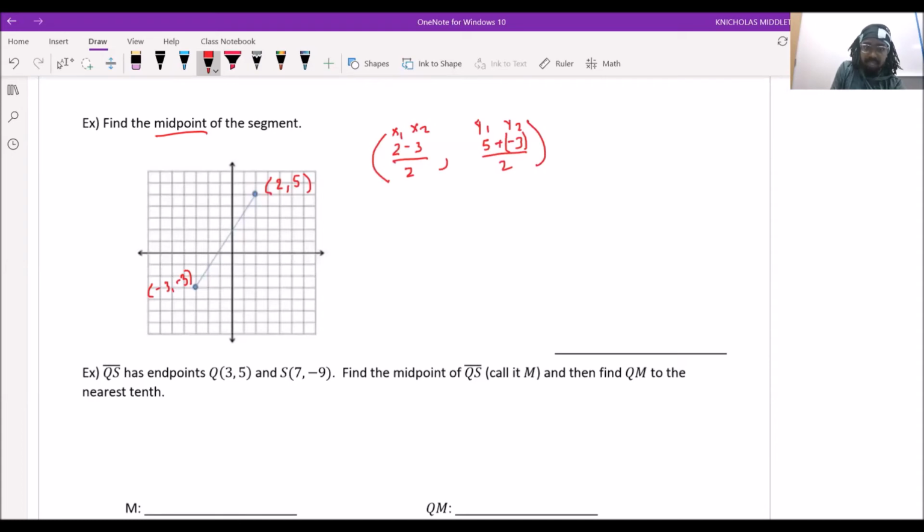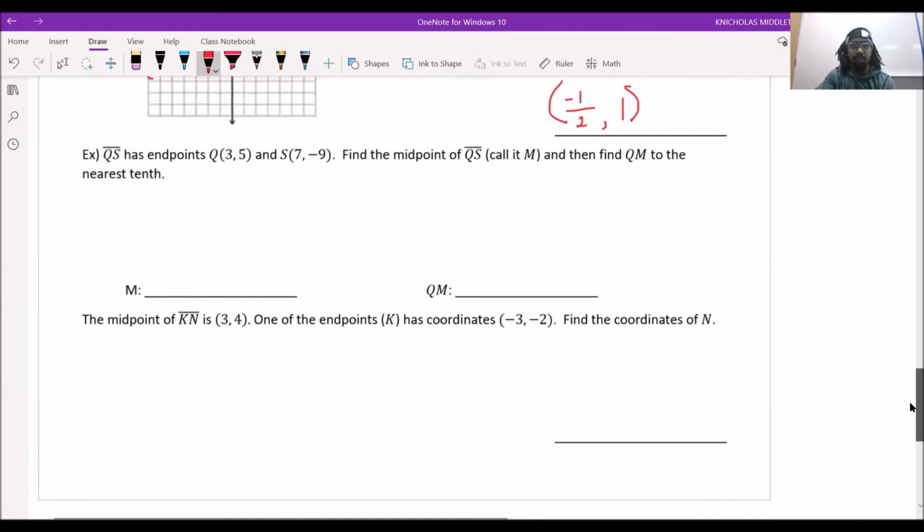2 minus 3 is negative 1. Negative 1 over 2 is negative 1/2. 5 plus negative 3, or 5 minus 3 is 2. 2 over 2 is just 1. So what's my midpoint? It's negative 1/2, 1. And so as I look and find that on my graph, I see that here's my midpoint. It makes sense visually. Okay, because it makes sense mathematically.